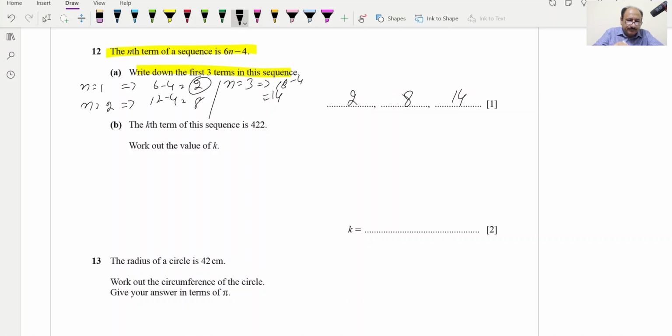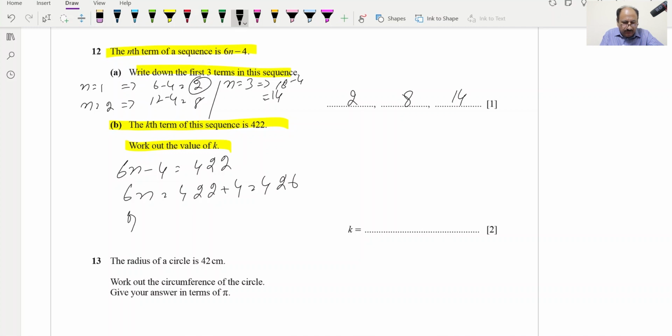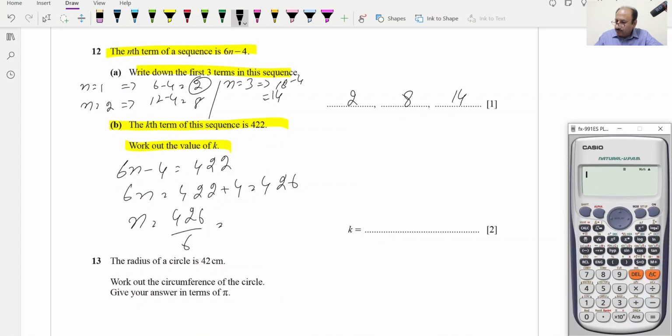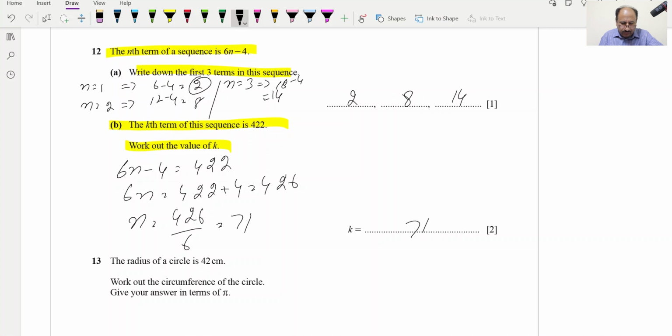Then B part, the kth term of this sequence is 422. Work out the value of k, and we can replace this 6n minus 4 is equal to 422. This implies 6n is equal to 422 plus 4, which is equal to 426, and n will be equal to 426 divided by 6, and 426 divided by 6 is equal to 71. So k value will be 71. Hopefully you understood. This was 2 marks part.